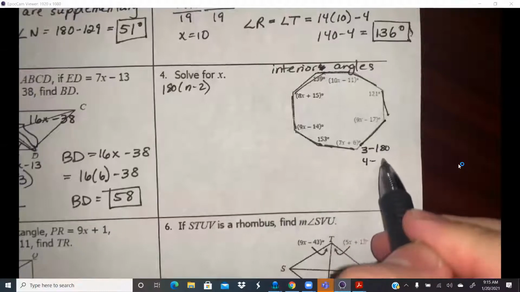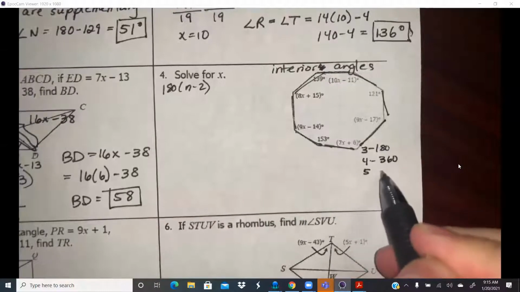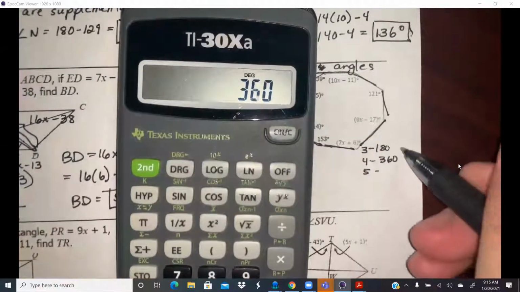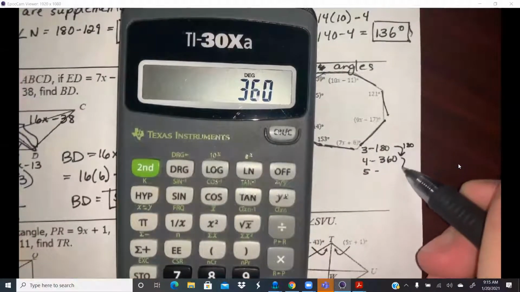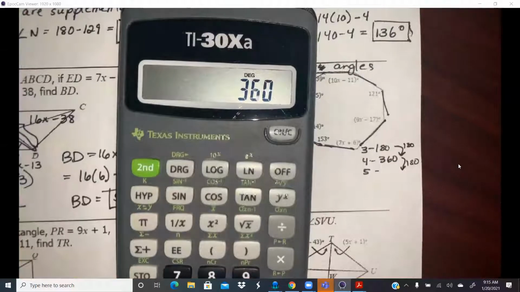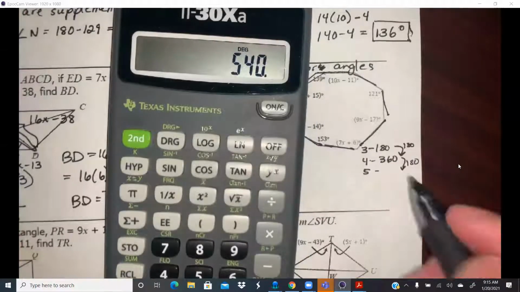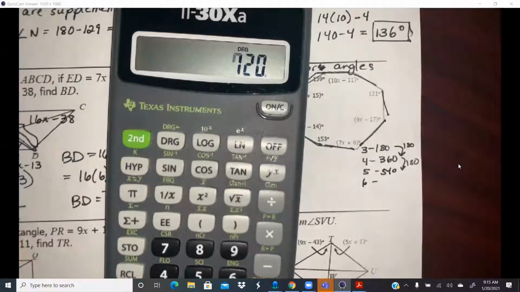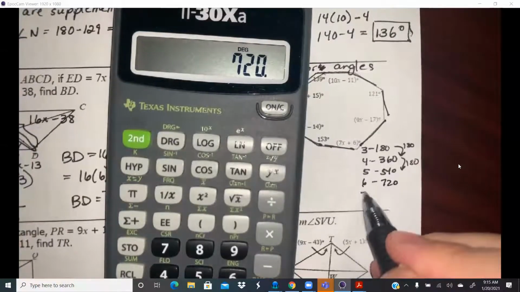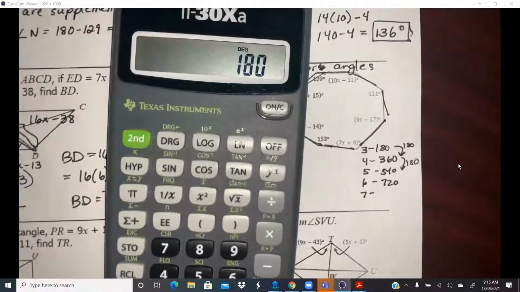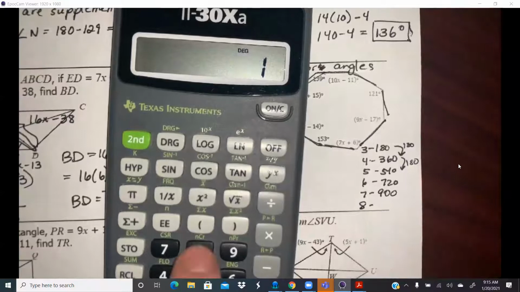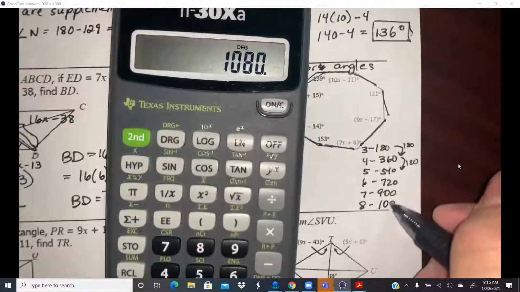If I have 4 sides, it's 360. If I have 5 sides, let's add another 180. It goes up by a pattern of 180 every single time, right? So let's add 180. So 5 sides is 540. 6 sides is 720. 7 sides is 900. And then 8 sides is 1080.